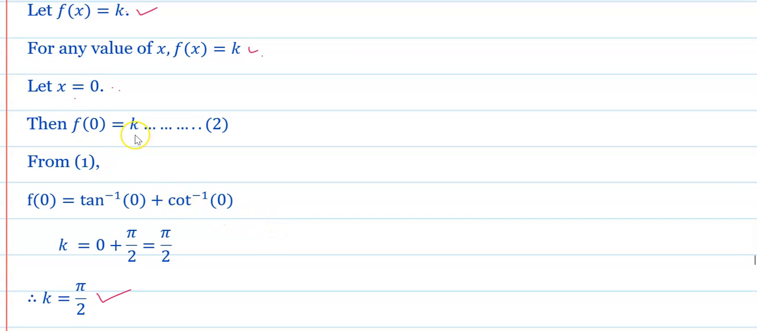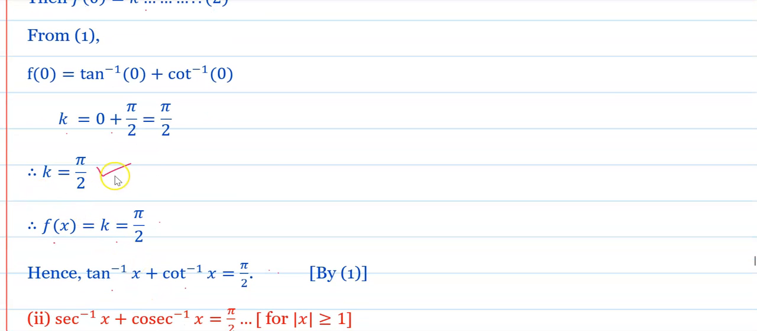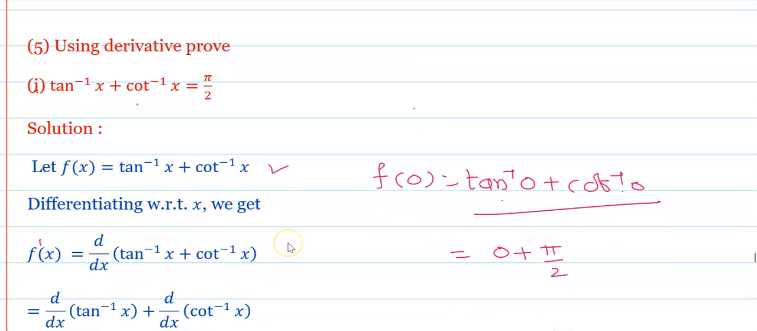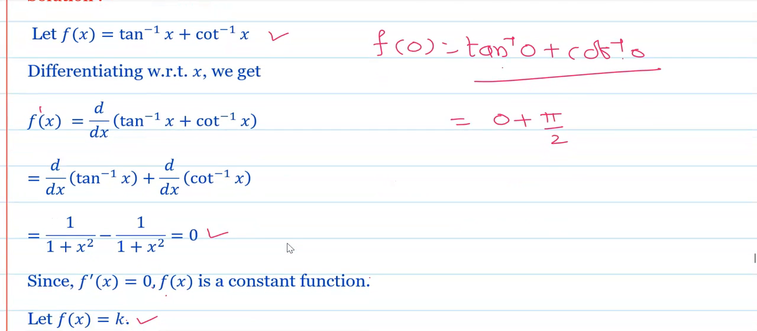The f of 0 is pi by 2 means what? F of 0 is k. Therefore, k is equals to 0 plus pi by 2. Hence, k is equals to pi by 2. And hence, tan inverse of x plus cot inverse of x is equals to pi by 2. पुन्हा तुम्ही इथे बघू शकताय. या टाइपचा क्वेश्चन देखील शॉर्ट एक्झाम्पल मध्ये मी घेतलेला आहे.